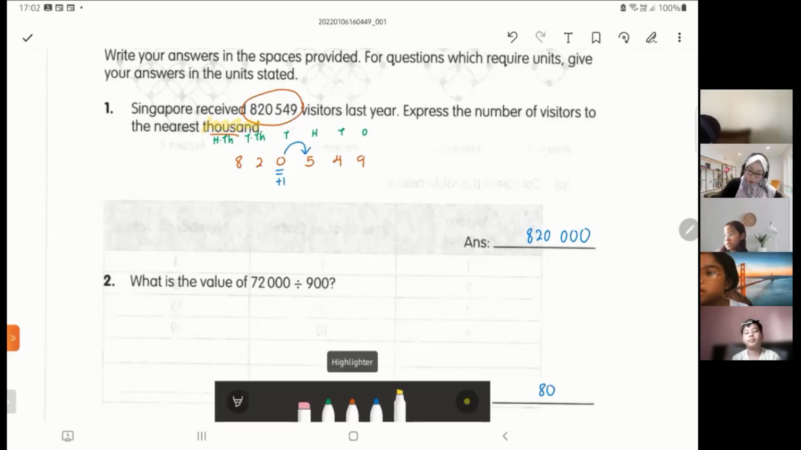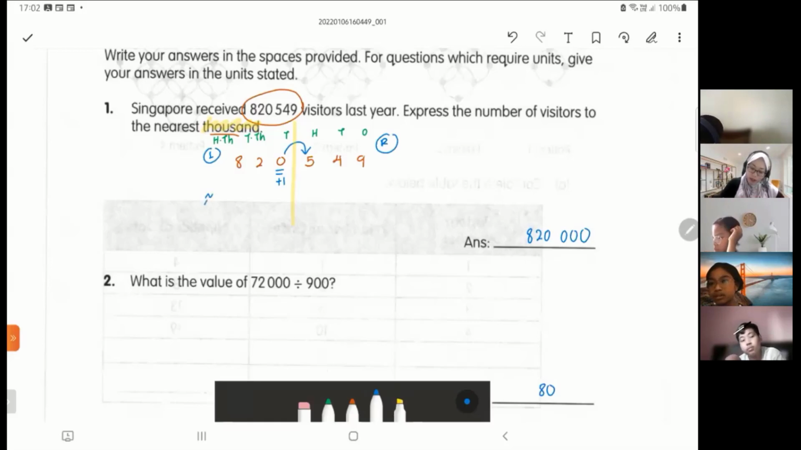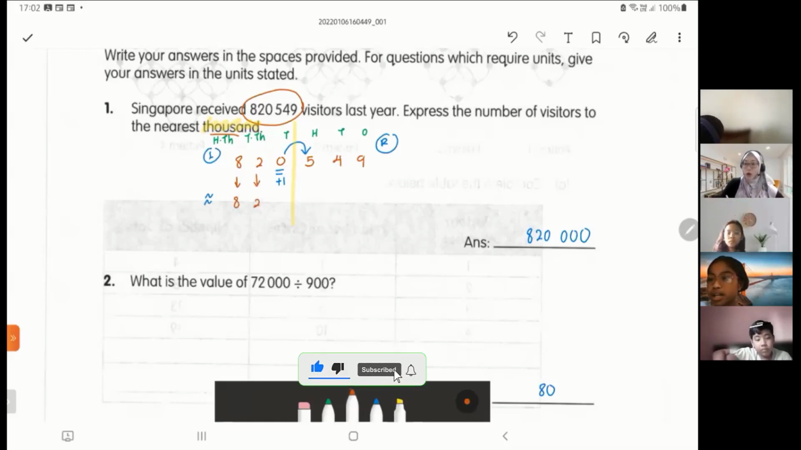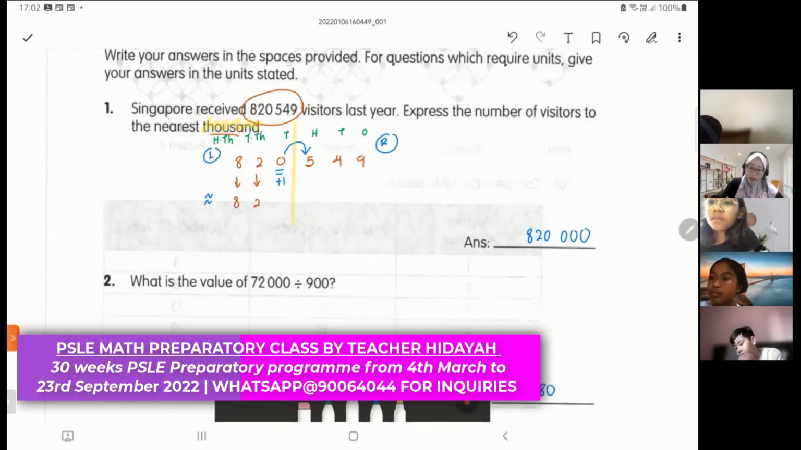Now I'm going to draw a line down to separate the numbers on the left of the number I underline from the numbers on the right. This is our left hand side and this is our right hand side. The numbers on the left will remain. The 8 remains as 8, the 2 remains as 2. However, the 0 cannot remain as 0 because I already plus 1. So 0 plus 1 is 1.